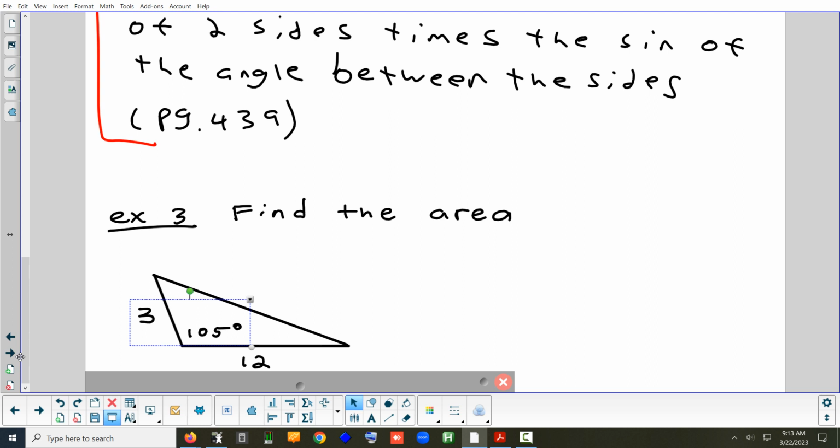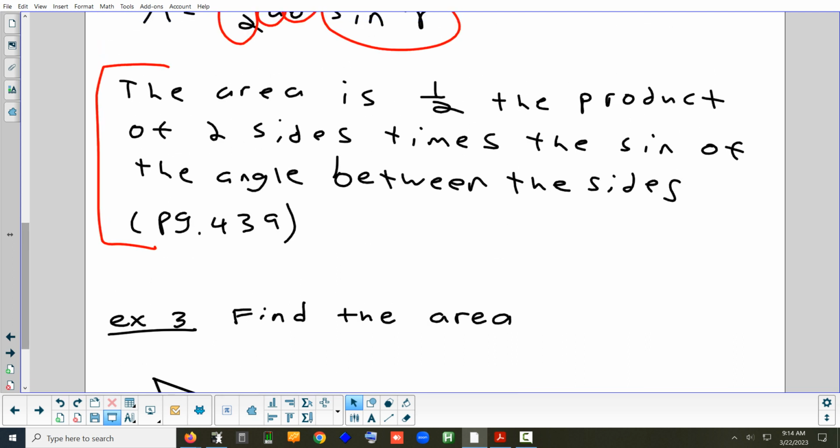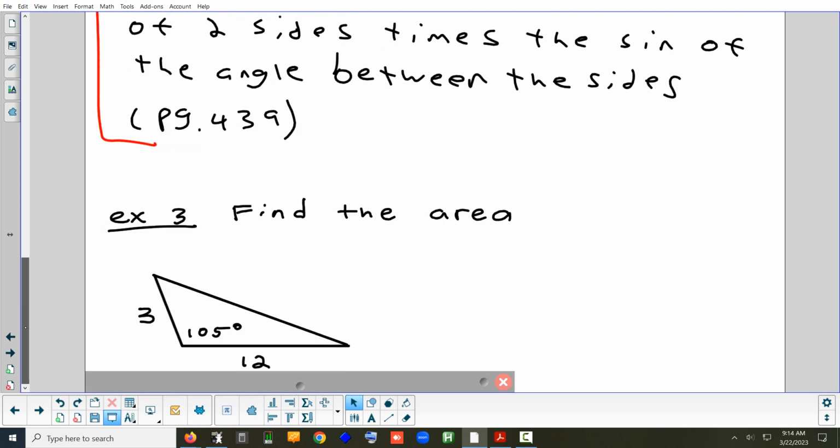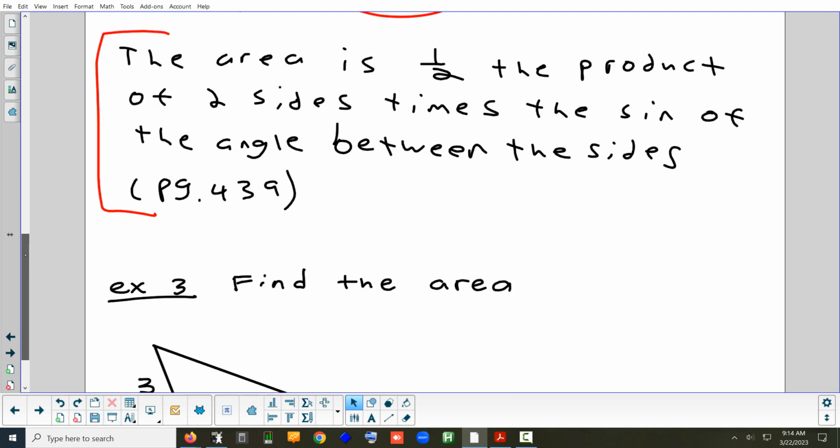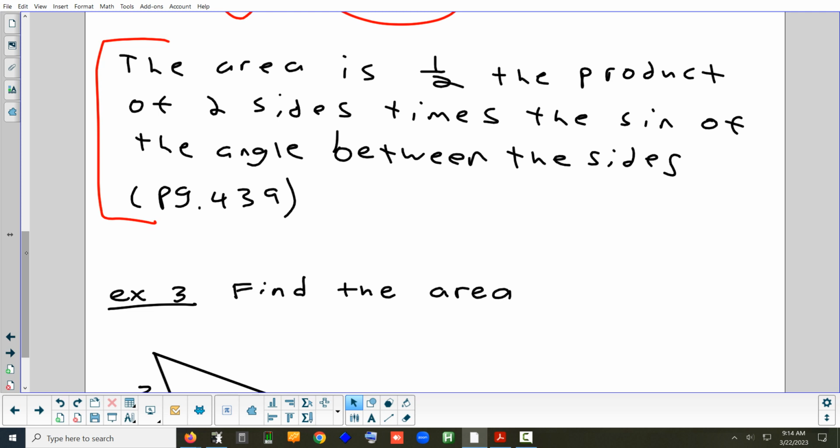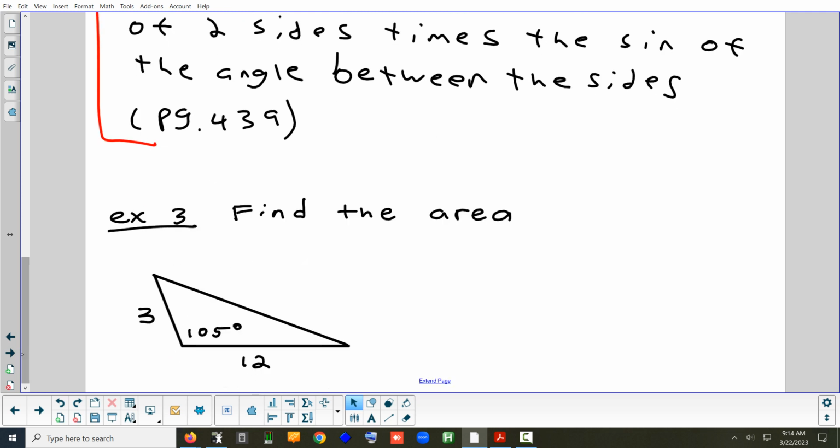But the question now is, do we have the information that we need to apply this idea? What do you think? Yes, because according to the formula, what is it that you basically need to use this formula? Two sides and the angle between them. Exactly. He didn't say anything about names. He said you need two sides and you need the angle between them. And that's exactly what they give you in this picture. Two sides and the angle between them.